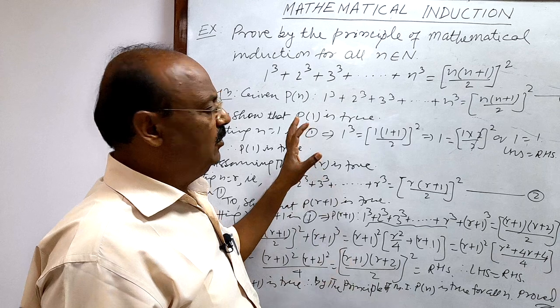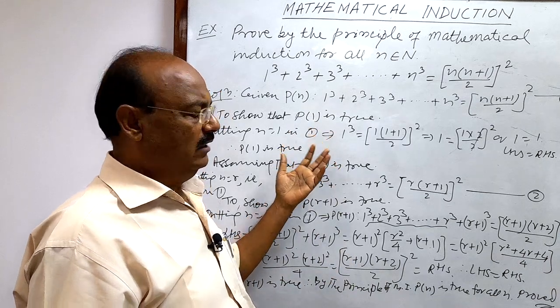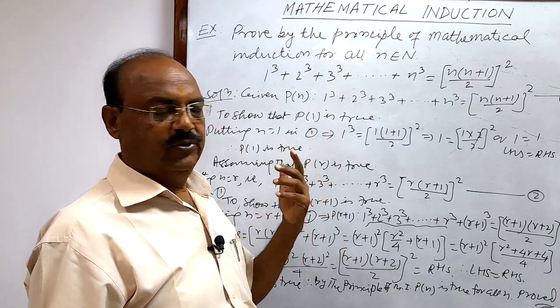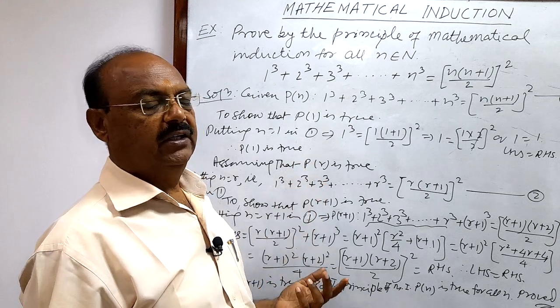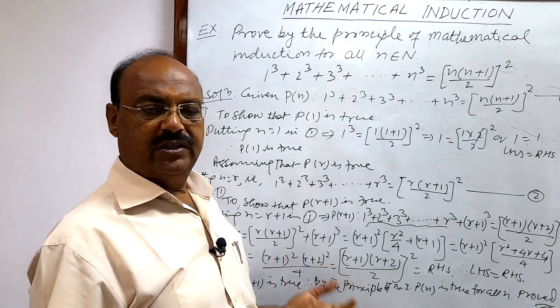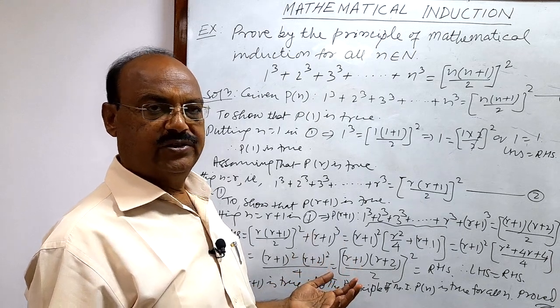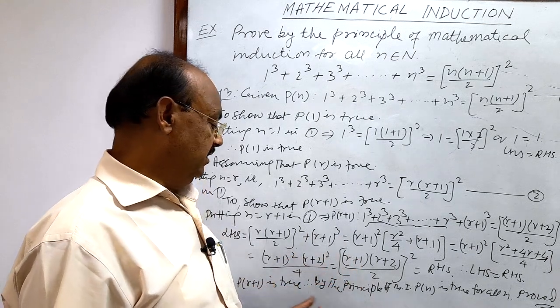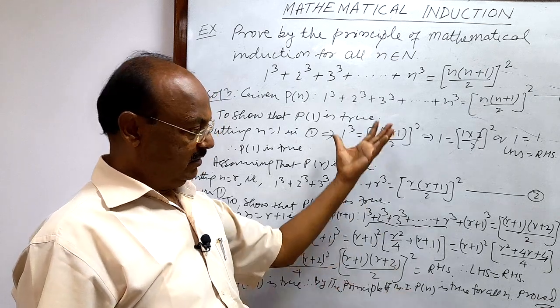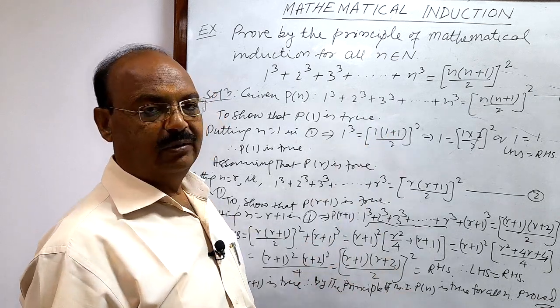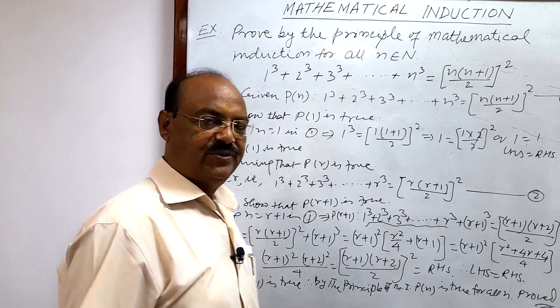So in this type of question, we always have to do 3 steps. First step, we have to show that P1 is true. Second step, we will assume that Pr is true. And third and last step, we will show that Pr plus 1 is true. After that, we will write this one line statement, and this problem will be solved. So I hope you have understood very well.